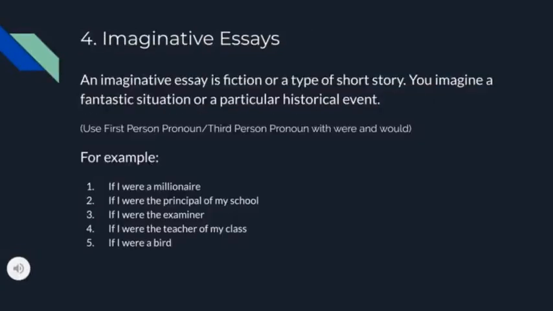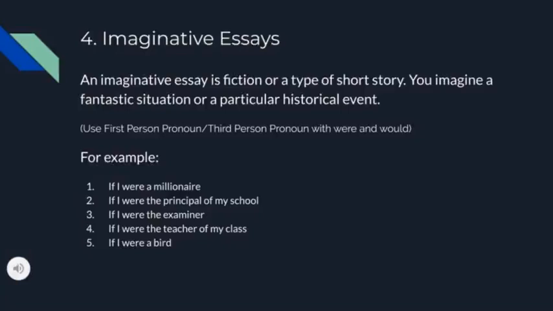Imaginative essays. An imaginative essay is fiction or type of short story. You imagine a fantastic situation or a particular historical event. We use first person pronoun I, we, my, mine, and third person pronoun he, she, it, they, them, with were and would.